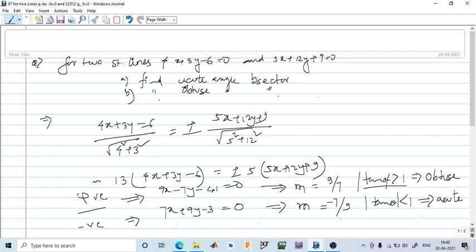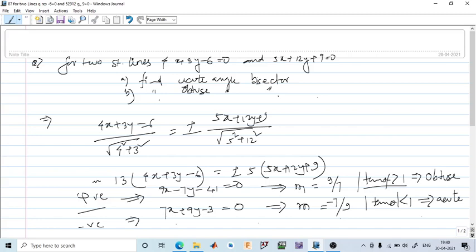So see this question. The first question is that two straight lines are given. Find the acute angle bisector and the obtuse angle bisector. I have told you the theory, you must go through that. What is the theory? If the equations are a1x plus b1y plus c1 equals to 0 and a2x plus b2y plus c2 equals to 0, then the equation of angle bisector is (a1x plus b1y plus c1) by root a1 square plus b1 square equals to plus minus (a2x plus b2y plus c2) by root over of a2 square plus b2 square.